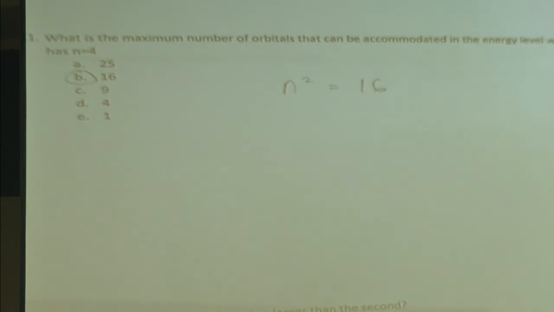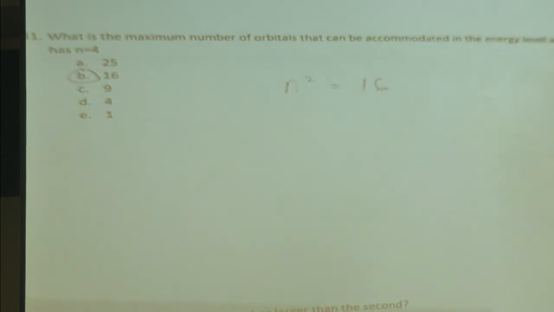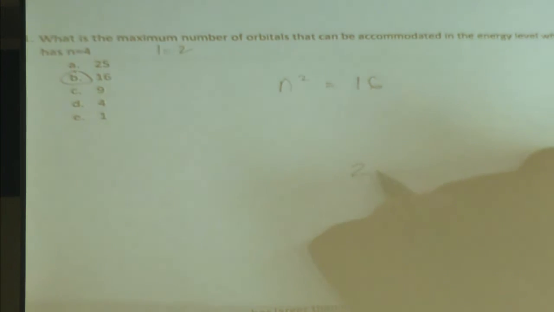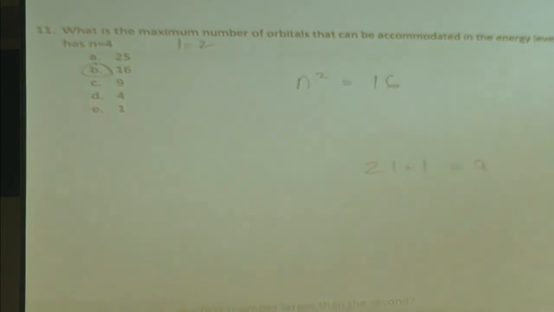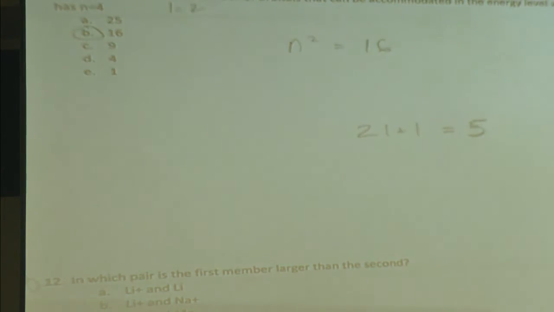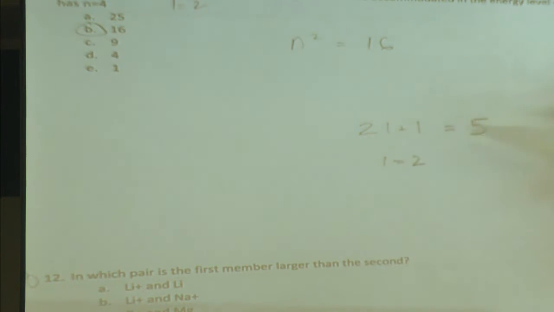What if they said, tell me the number of orbitals at n equals 4, L equals 2? You would use 2L plus 1. And that would give us 9? Oh, that's wrong. Oh, wait, that's right. Sorry. So 2L plus 1, where L equals 2.